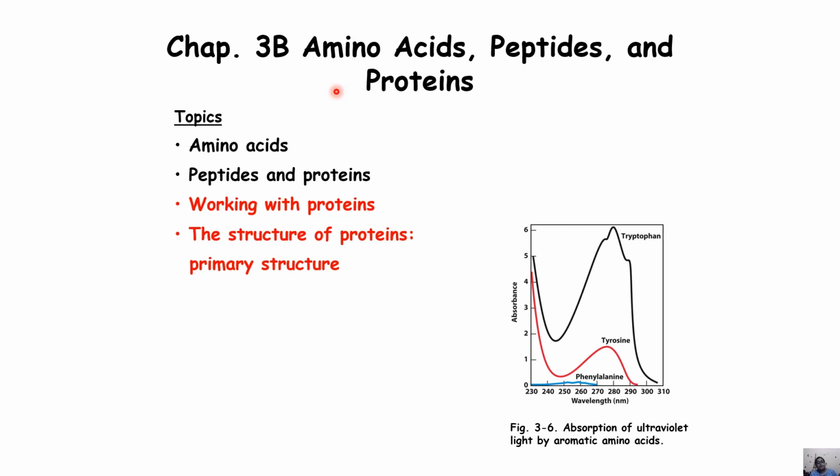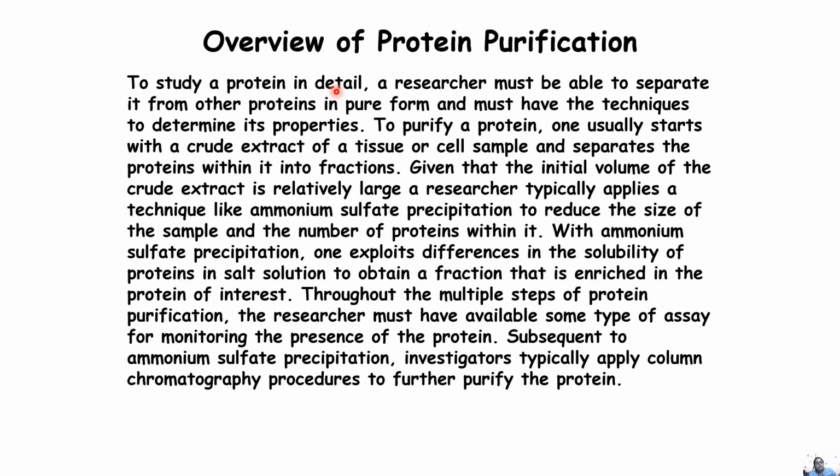We have already talked about amino acids, peptides and proteins, and the structure of proteins, the primary, secondary, tertiary structures. If we talk about the protein purification process, in order to study the activity and the structure of the protein in detail, a researcher will have to separate it from other proteins in pure form. So we need the pure form of the protein in question, and the researcher should be able to use techniques to determine its properties.